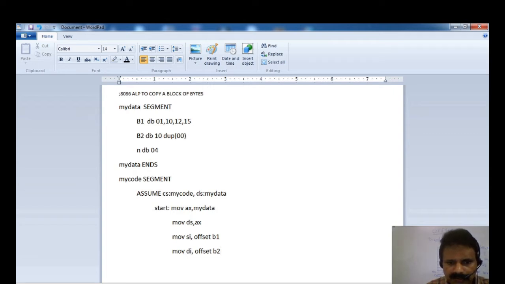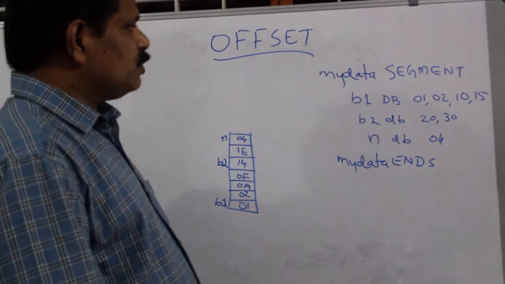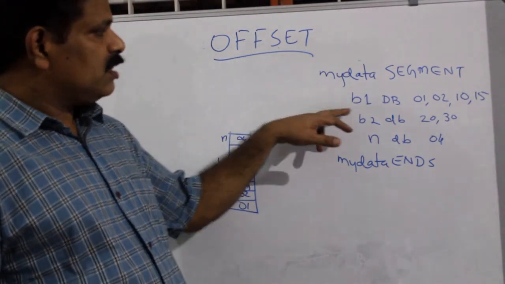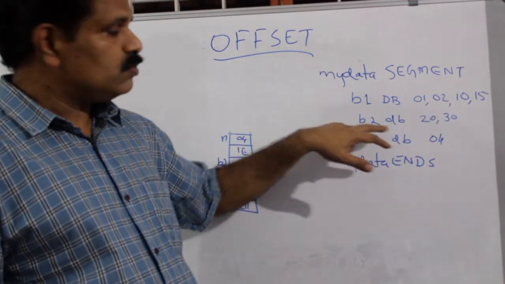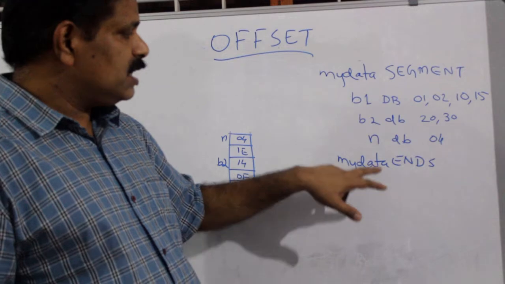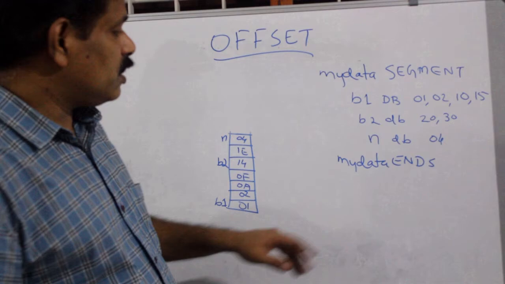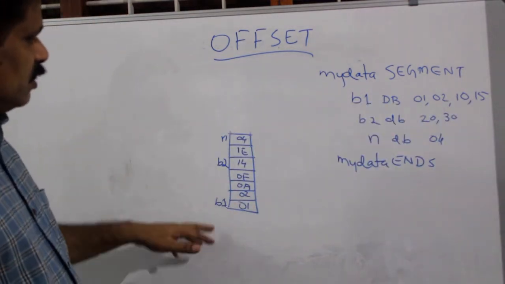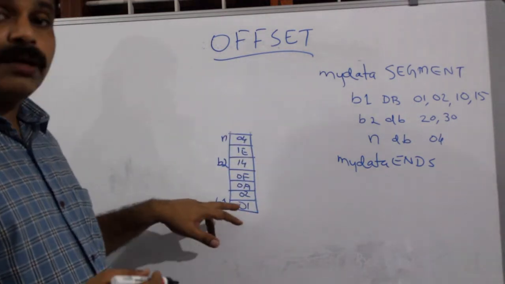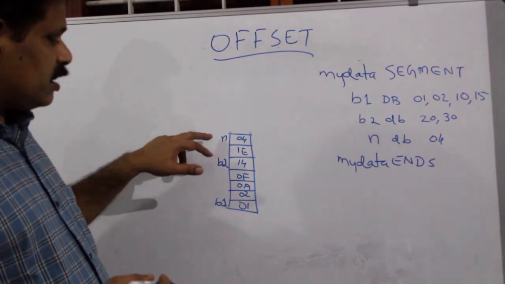Okay, let us discuss what is offset. Suppose this is a data segment: block 1 DB 1, 2, 10, 15, then block 2 DB 20 and 30. Then suppose the number of elements is 4. It will be like this in memory. A variable name is nothing but a name given to a memory location. So this is B1, here it is B2, then N.